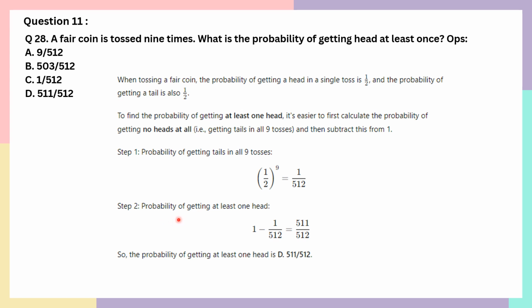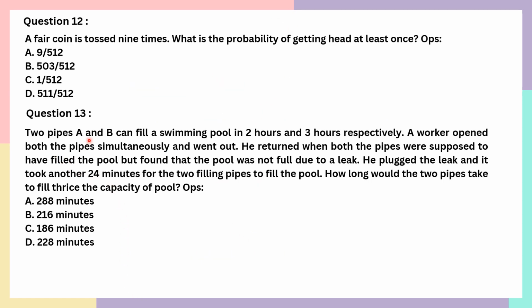Now let's calculate the probability of getting at least one head by subtracting the probability of getting tails in 9 tosses. So 1 minus 1 by 512 is equal to 511 upon 512, which is our final answer. Now let's jump to the next question. I have given question number 13 for homework. You can solve it and comment down the answer.